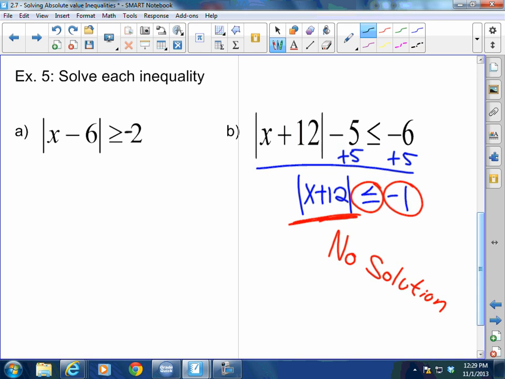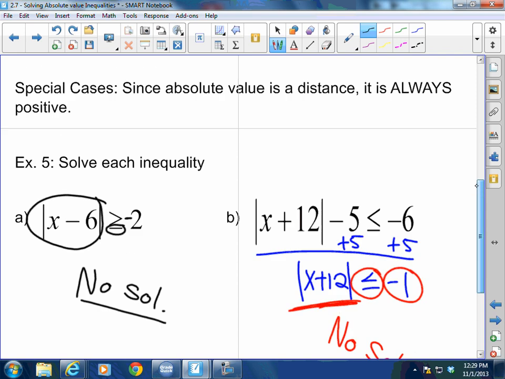Think about this. Do I even have to solve this? Doesn't an absolute value always have to be greater than a negative? However, can it be equal to a negative? No. So this would also be no solution. An absolute value can never equal a negative, and it can never be less than a negative. So that's why these two special cases are no solution.